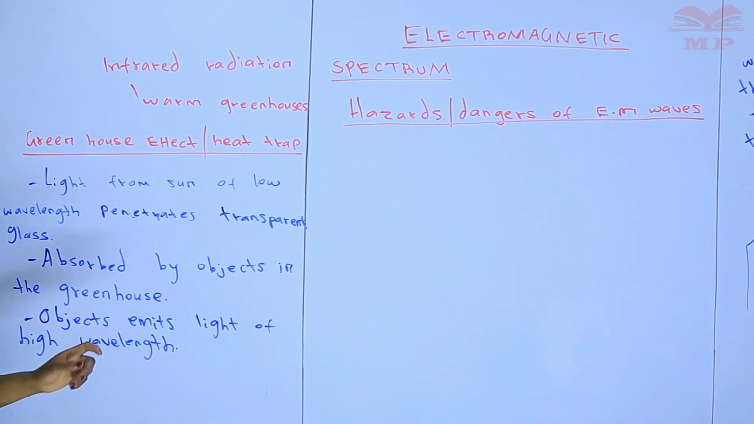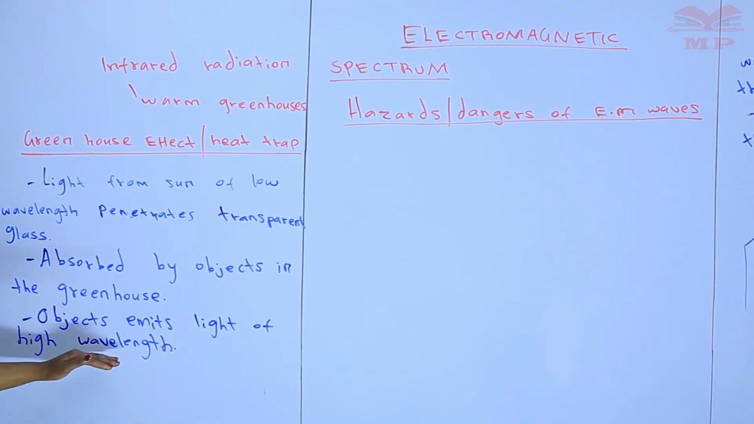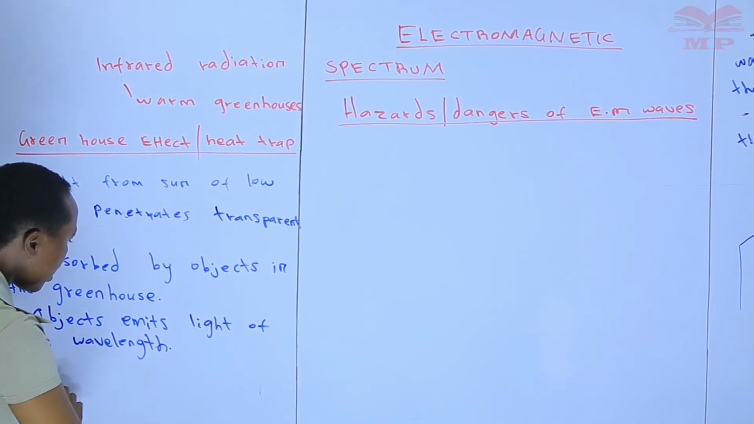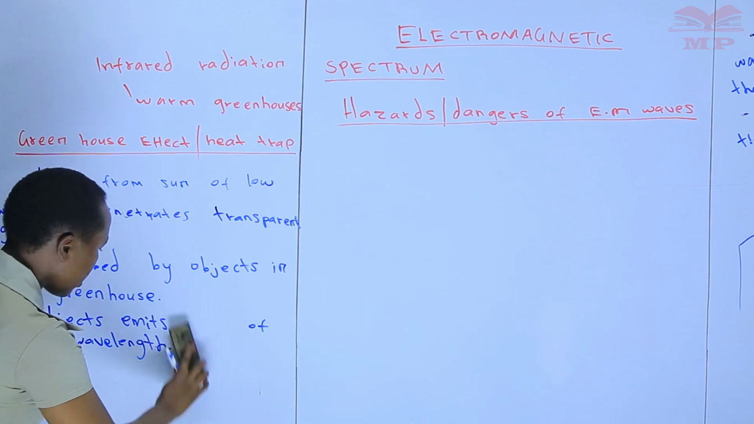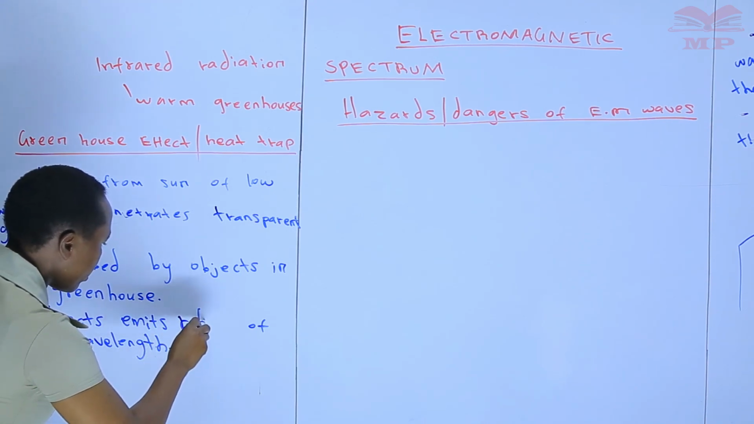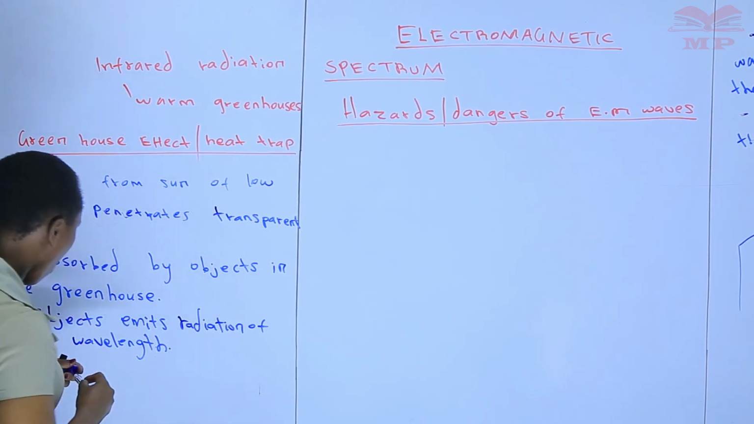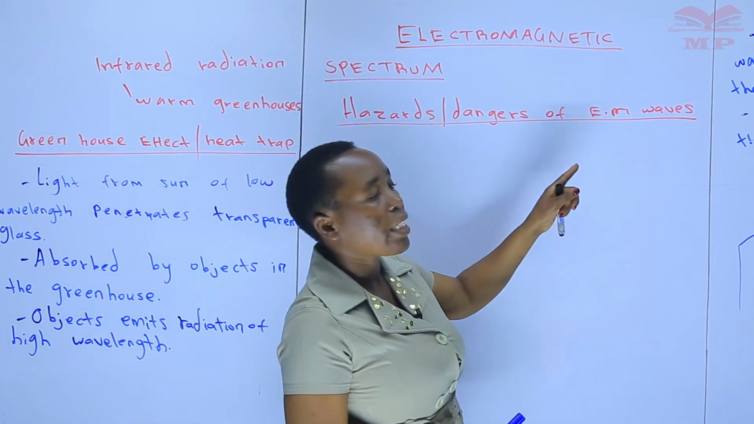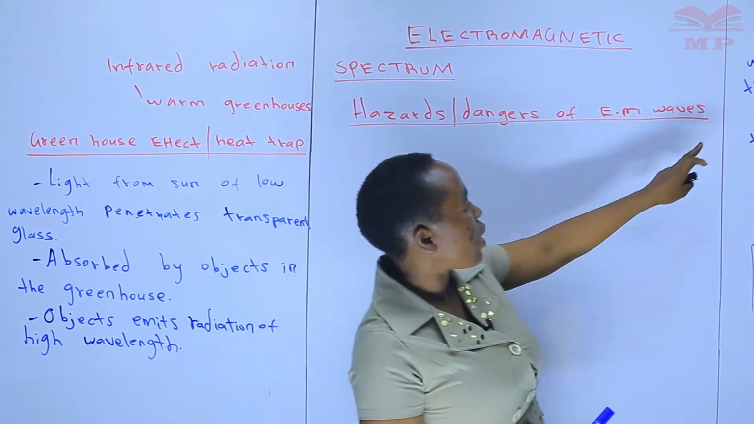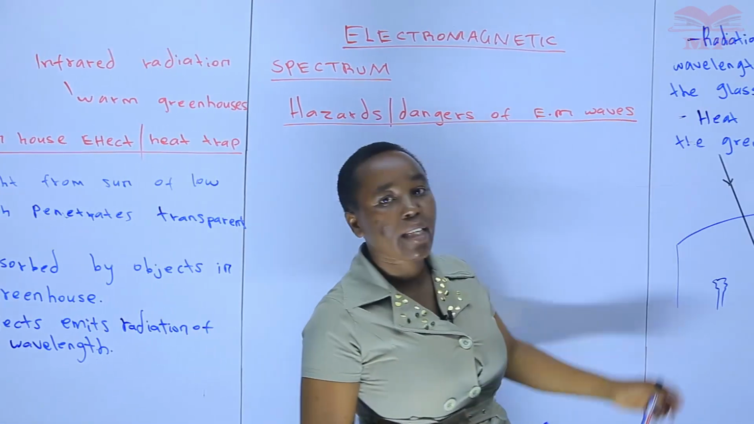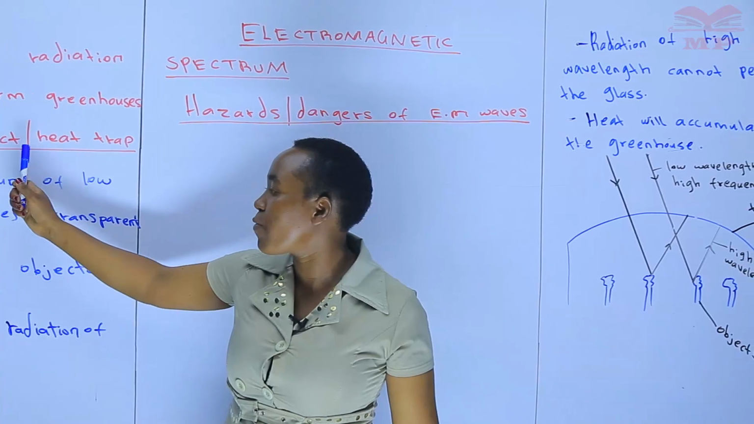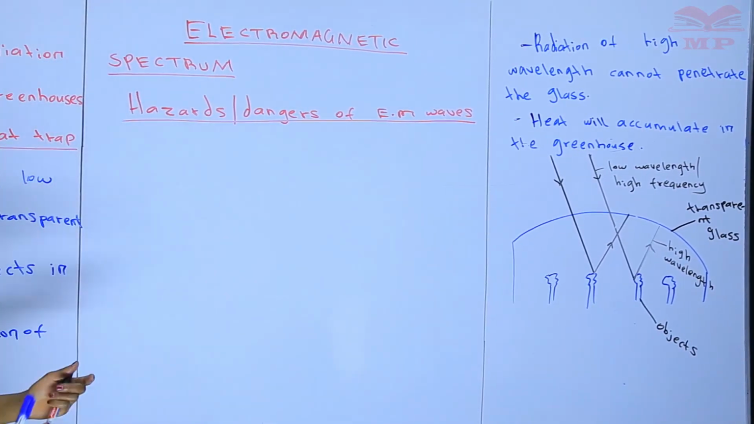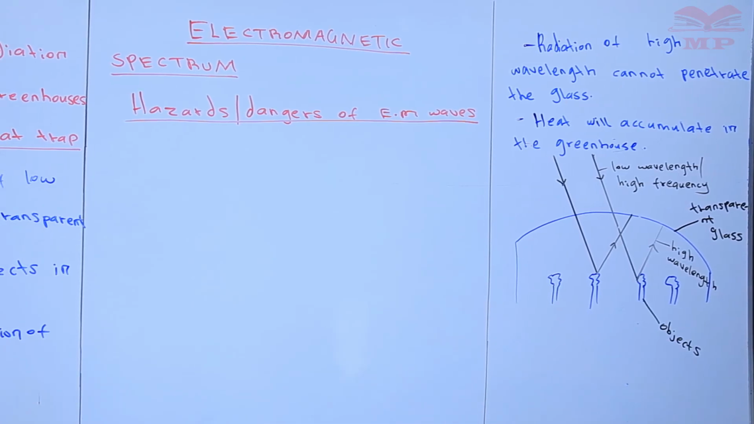And therefore, just to repeat, light from the sun of low wavelength and high frequency penetrates the glass, and then it is absorbed by the objects in the greenhouse. Then the objects will emit radiations of high wavelength. And the radiation of high wavelength cannot penetrate the glass. So heat will accumulate in the greenhouse, and this is what we call the greenhouse effect, or simply the heat trap. So that's basically how a greenhouse works.